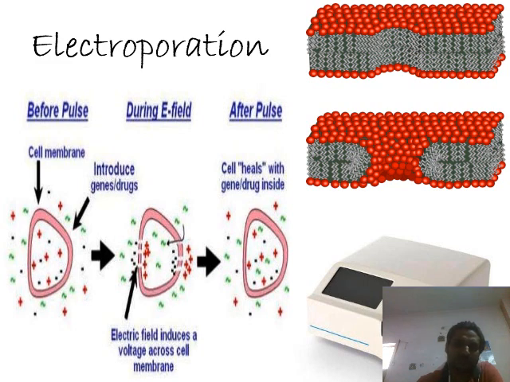We are using more than 1,000 kilovolts of electric field for a very few milliseconds. That means for a very small period of time, we are using a high electric field. So what is happening here with this electric field? It creates small pores inside the cell membrane. And after the pulse, through these small pores, the DNA gets transferred into the cells.